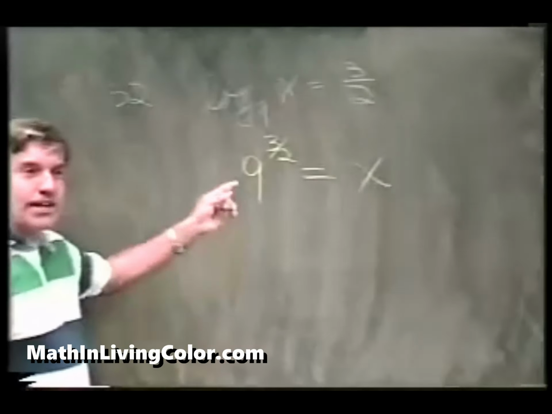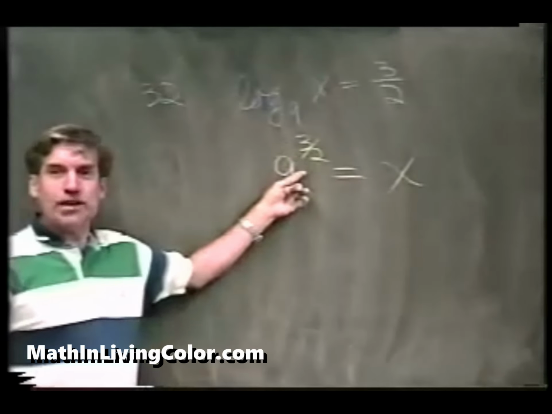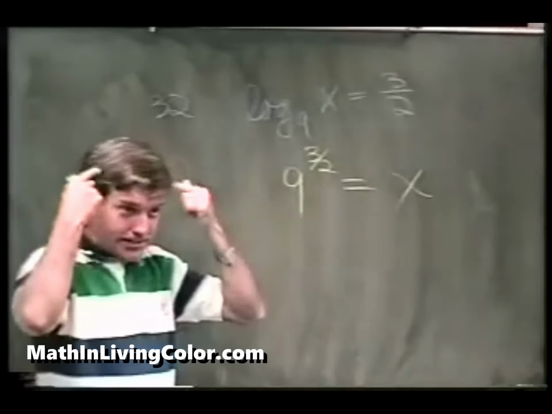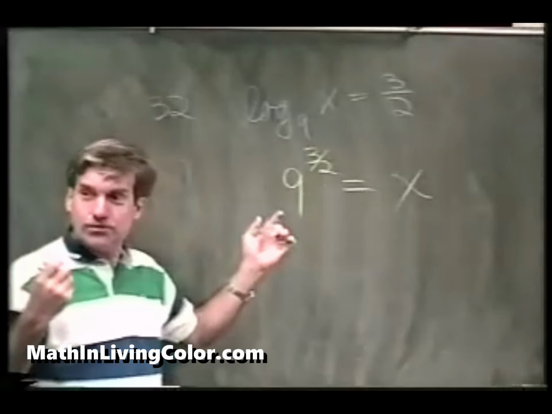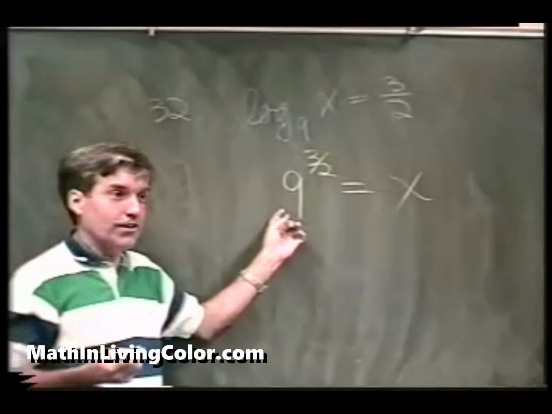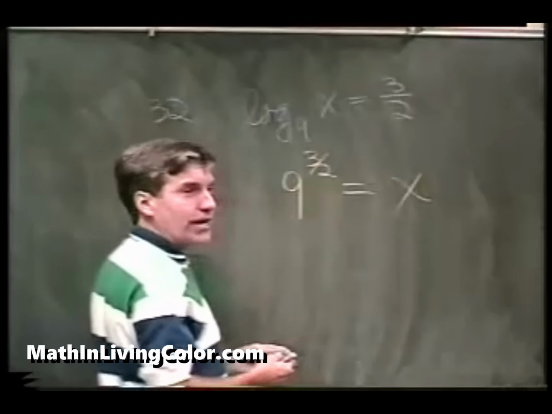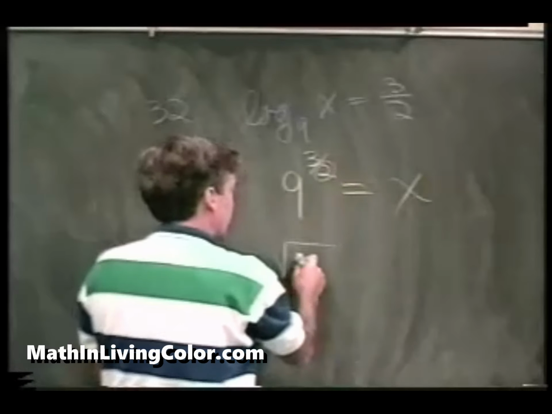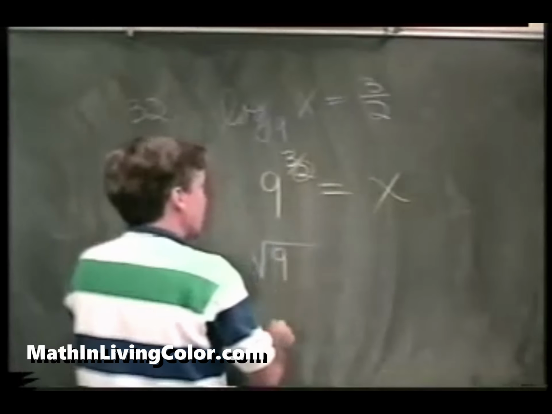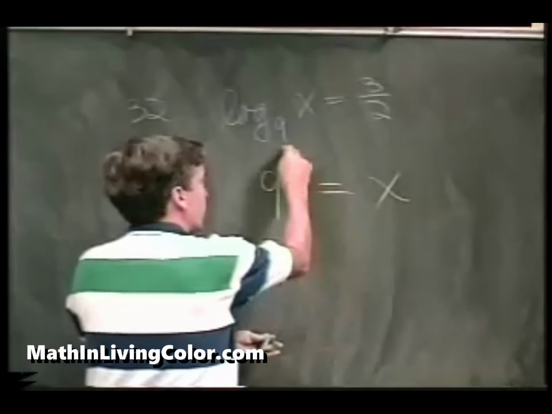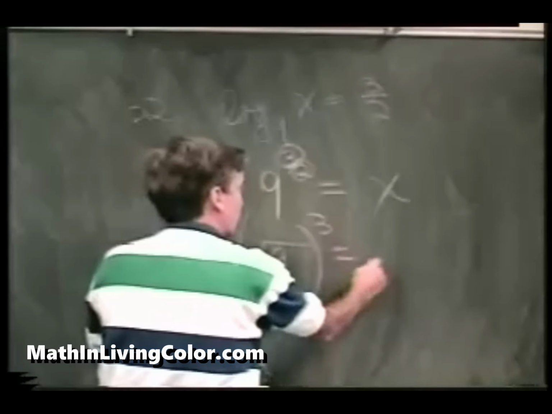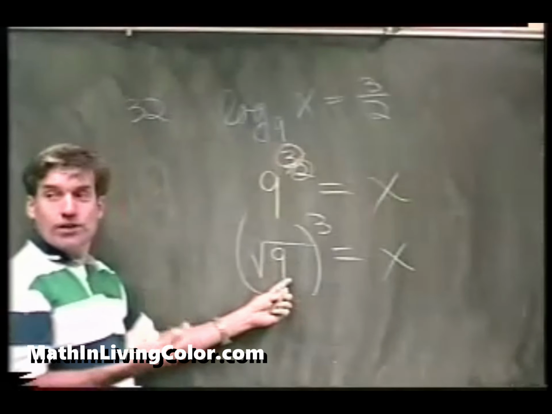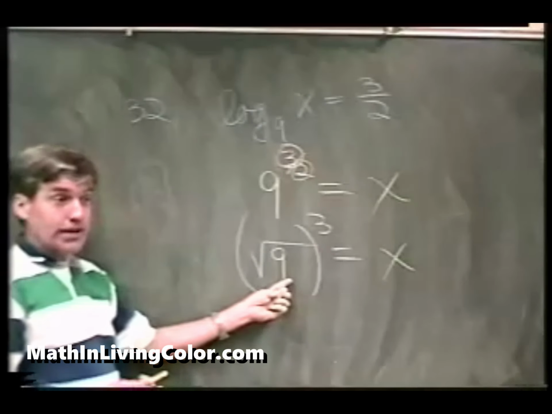Now the problem is calculating 9 raised to the 3/2 power. There are two ways to do this. One is with the calculator between your ears. How do you do something to the 3/2 power? Convert it into the square root of 9 raised to the 3 power, which is equal to x, and that's easy to calculate. The square root of 9 is 3, and 3 cubed is 27, right?